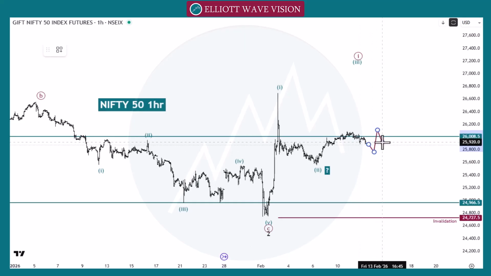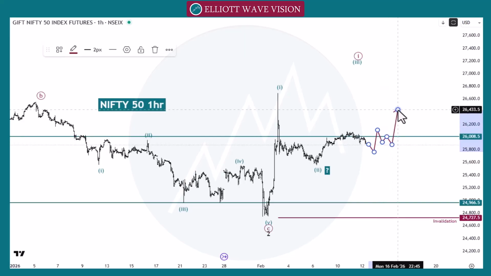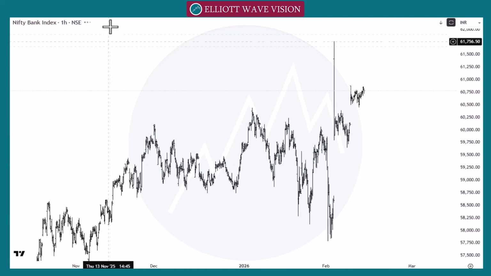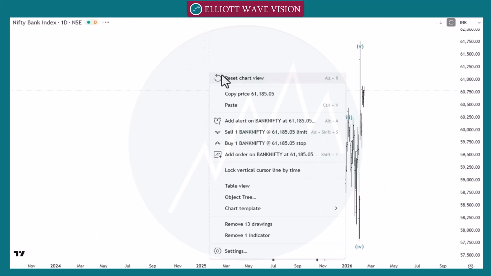First high above level A, B and C. Then we'll go towards the 26,500, the first targeted area. So let's check our next pair, Bank Nifty, in daily time frame.